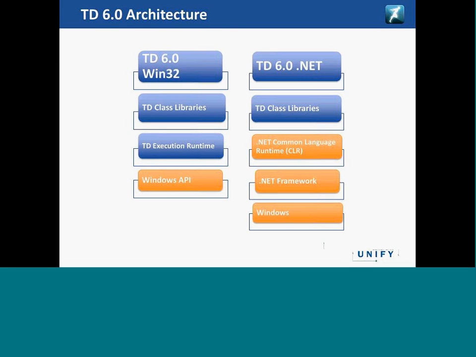First of all, on the left side you can see Team Developer 6 Win32. This is really the old technology. We have had this for many, many years inside Team Developer. That means you have a Team Developer class library. This class library gives you all the API calls, all the database connectivity, the reporting features, and so on. And we have a Team Developer execution runtime.